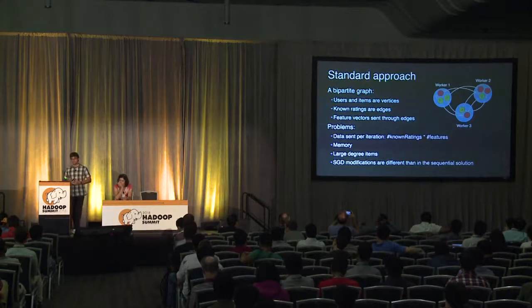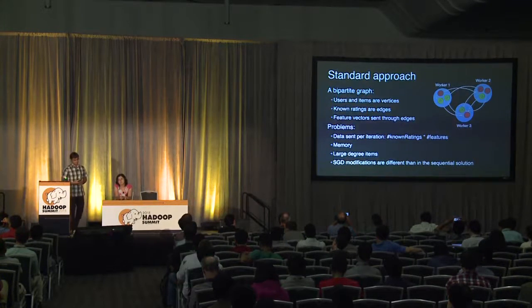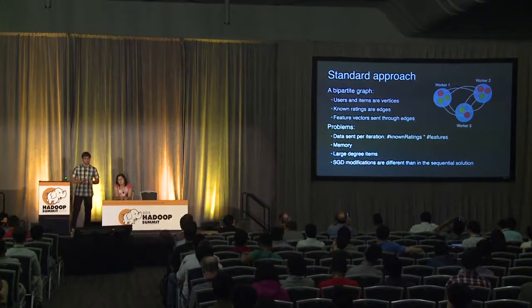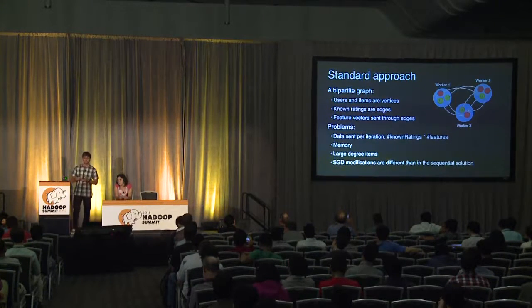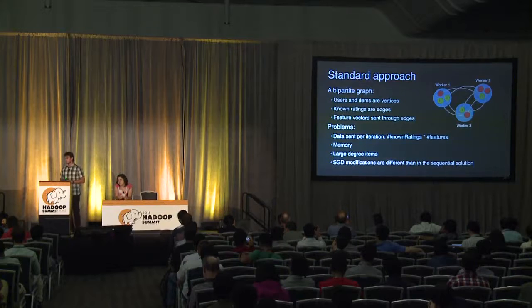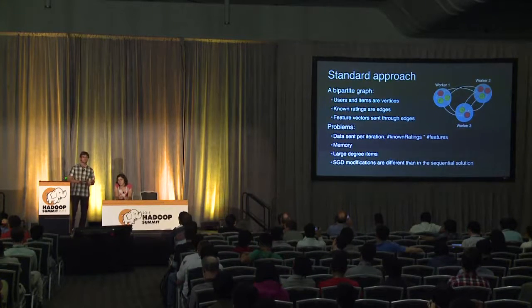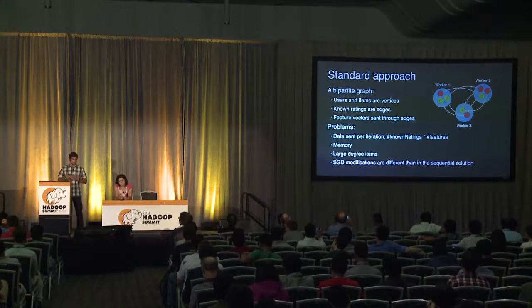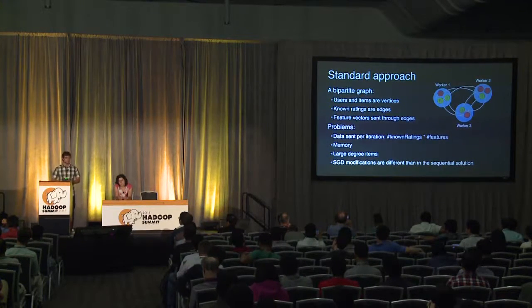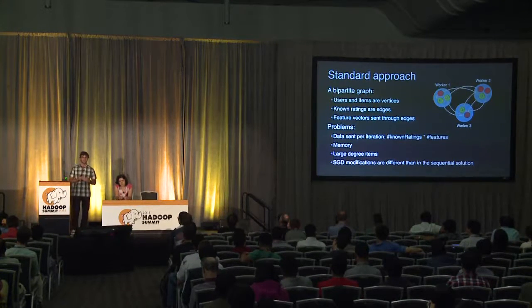So there are multiple problems and issues with this solution. First of all, network traffic is really large. In particular, network traffic is proportional to the number of known ratings, which is the number of edges, times the number of features. This is because we need to send all these feature vectors through the edges. In order to process all of these messages, we can also have memory problems on these machines because we need to store all of the messages in memory at once.